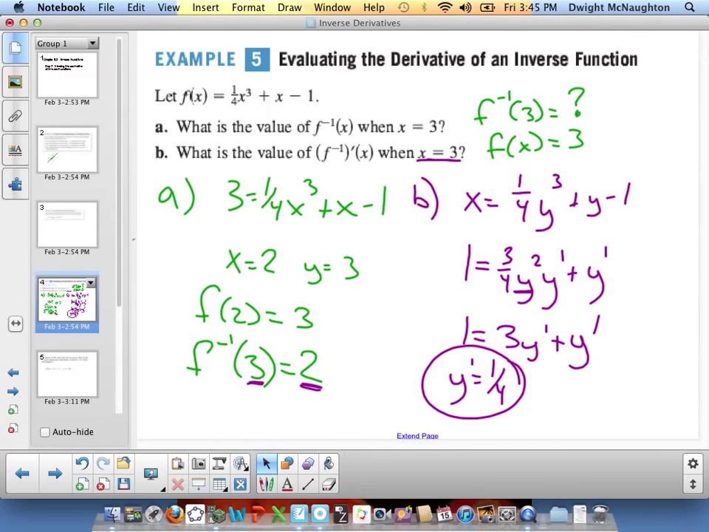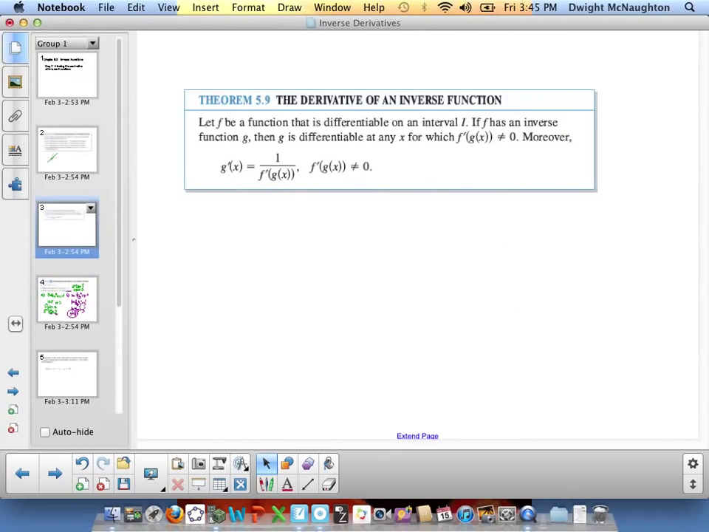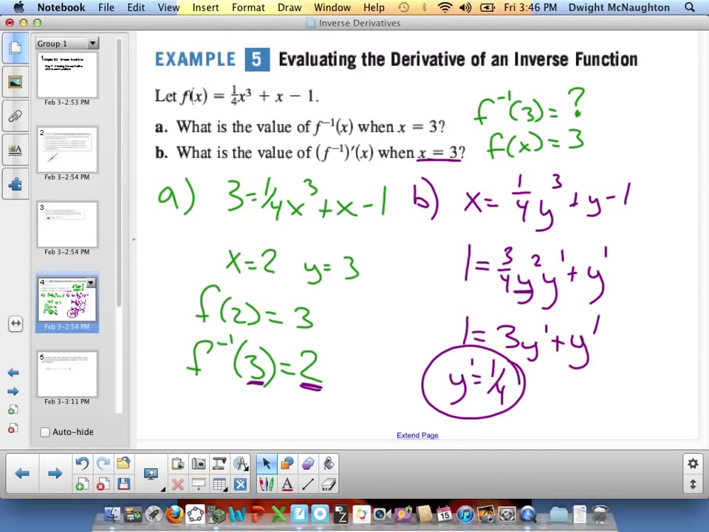Right? So we were able to find the derivative without finding the actual function. Also, I'd like to point out, if we go back, the derivative equals 1 over the derivative of the inverse. All right? What would be the derivative here of f?